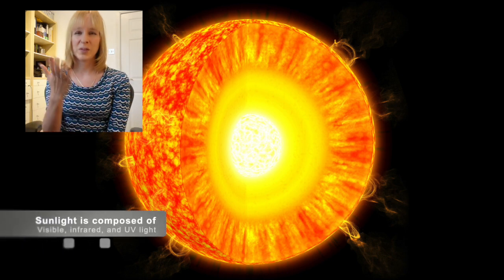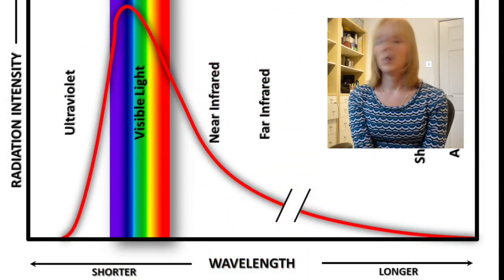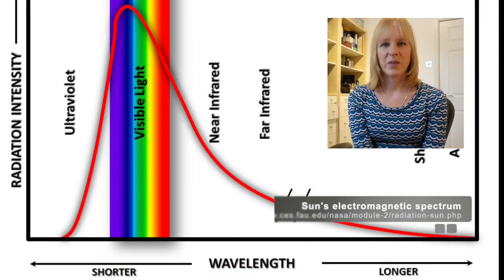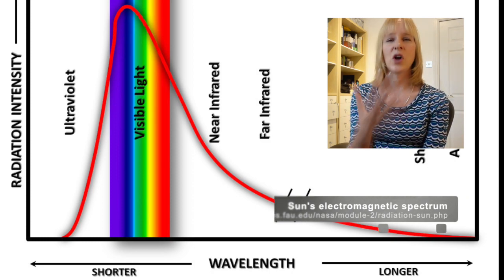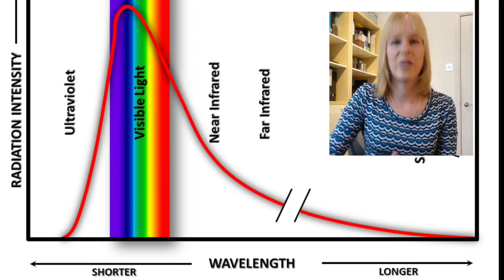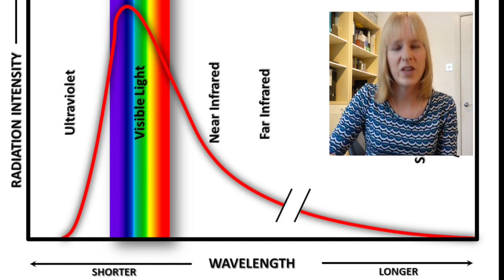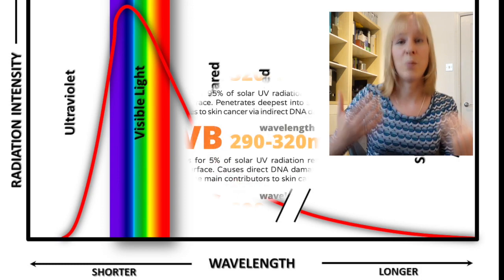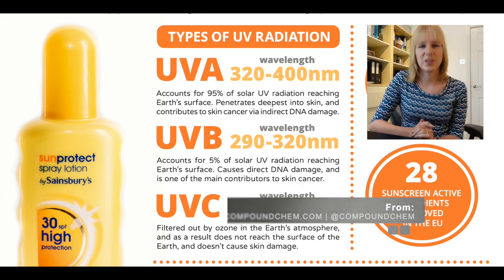We have the visible light, which we can easily see, we have the UV light, and we have infrared light. On the electromagnetic spectrum, UV light has a shorter wavelength than the visible light, so it means that you can't see it. And two types of this UV light are known to contribute towards our risk of skin cancer. The first is UVA, which is associated with aging, and the second is UVB, which is associated with your skin burning.